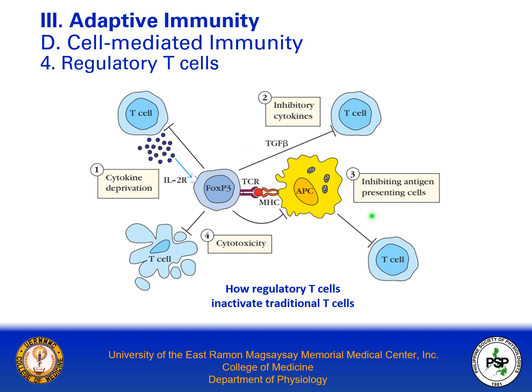Third, we have inhibition of antigen presenting cells. So the Tregs can interact directly with MHC class 2 expressing antigen presenting cells and inhibit their maturation. Therefore, they cannot present antigens. And then number 4, we have cytotoxicity. Tregs can display cytotoxic function and kill cells by secreting perforins and granzyme.